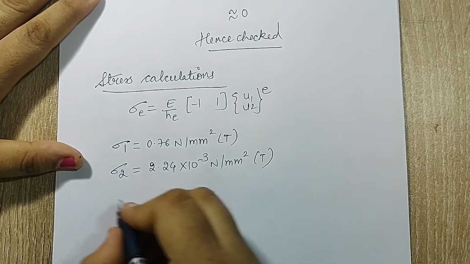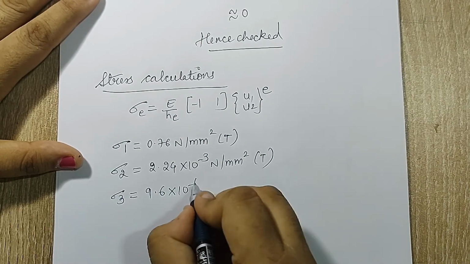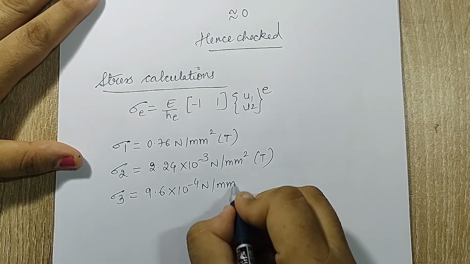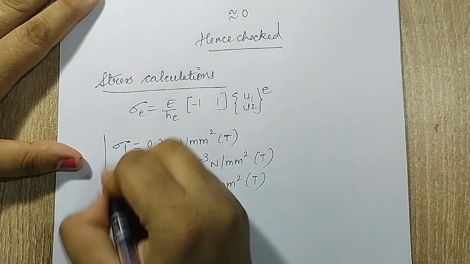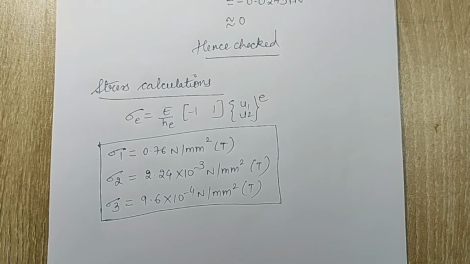This is also tensile, positive. Sigma 3 I obtain as 9.6 into 10 raised to minus 4 Newton per mm square. Again positive because the body is subjected to tensile forces only. So with this I end the session.